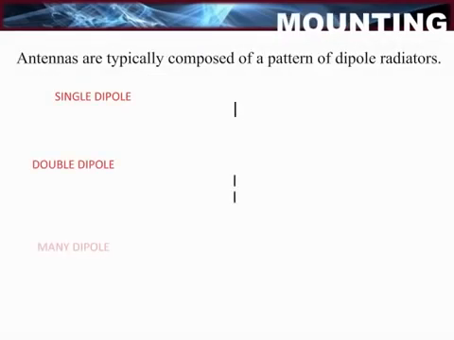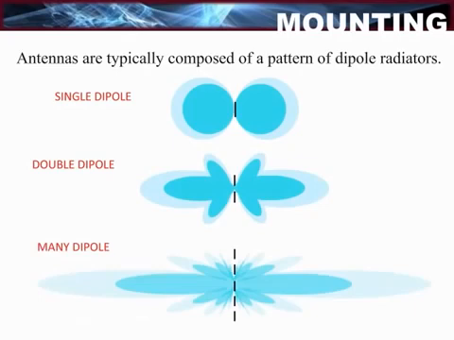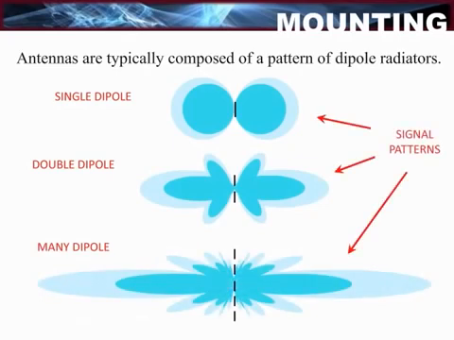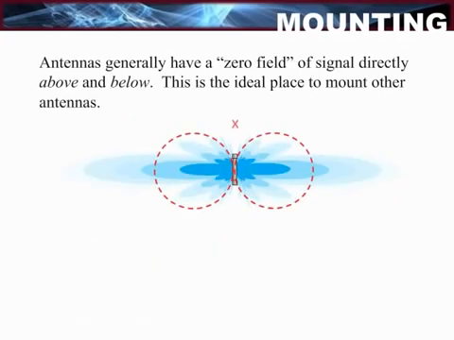As mentioned before, antennas are typically composed of a pattern of dipole radiators. This gives them their unique signal spreads. It also influences how we mount antennas. Considering that antennas generally have a zero field directly above and below, this is the ideal place to mount other antennas.